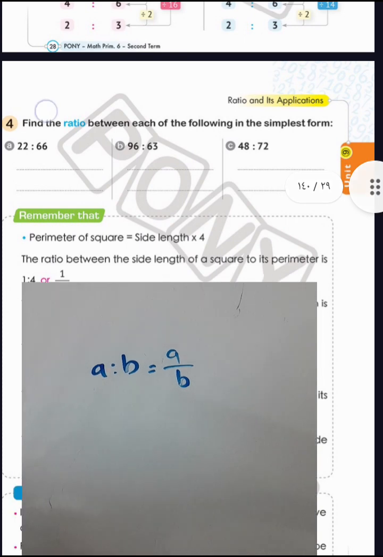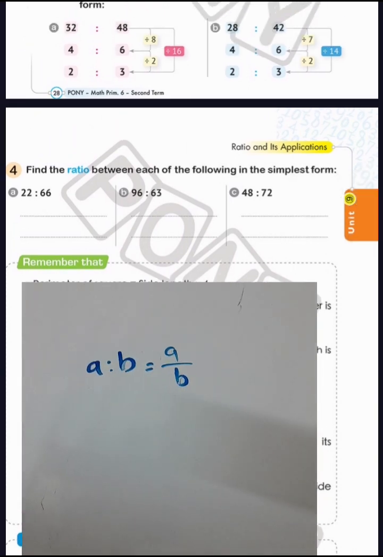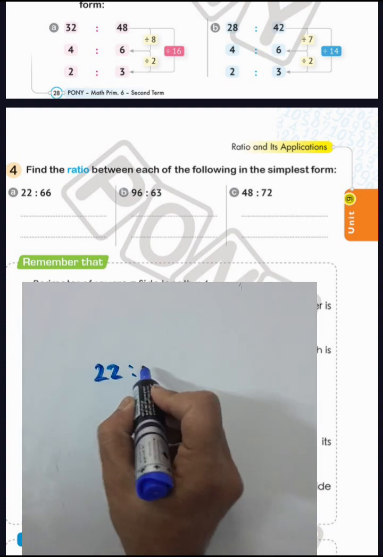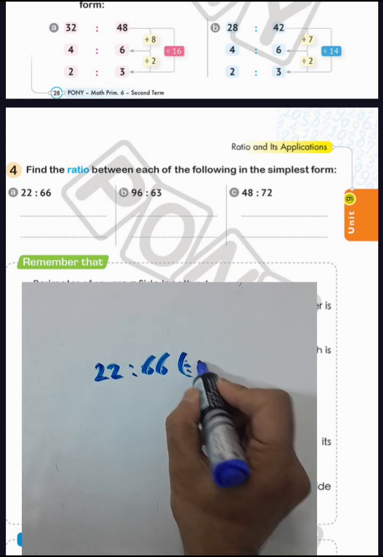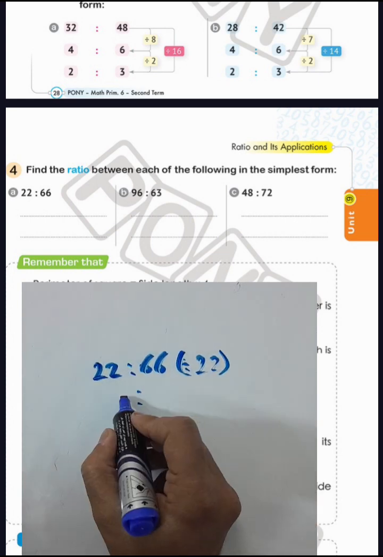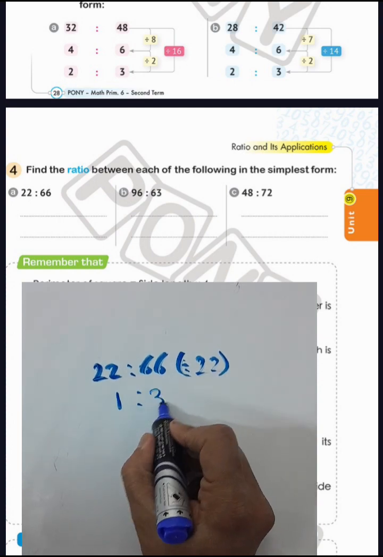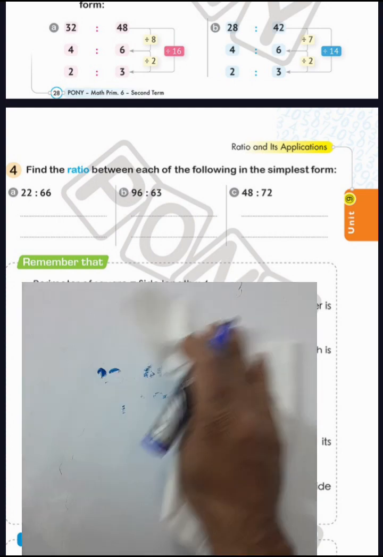We will solve this example, question number 4. We want to find the ratio between 22 and 66. First, we can divide by 22 because the highest common factor between the two numbers is 22. 22 divided by 22 equals 1, and 66 divided by 22 equals 3. Then the ratio here will be 1 to 3.